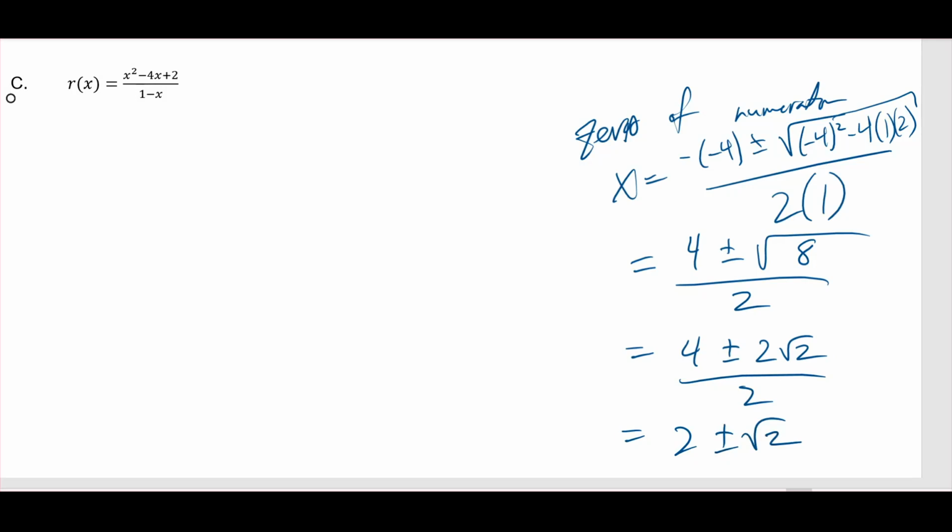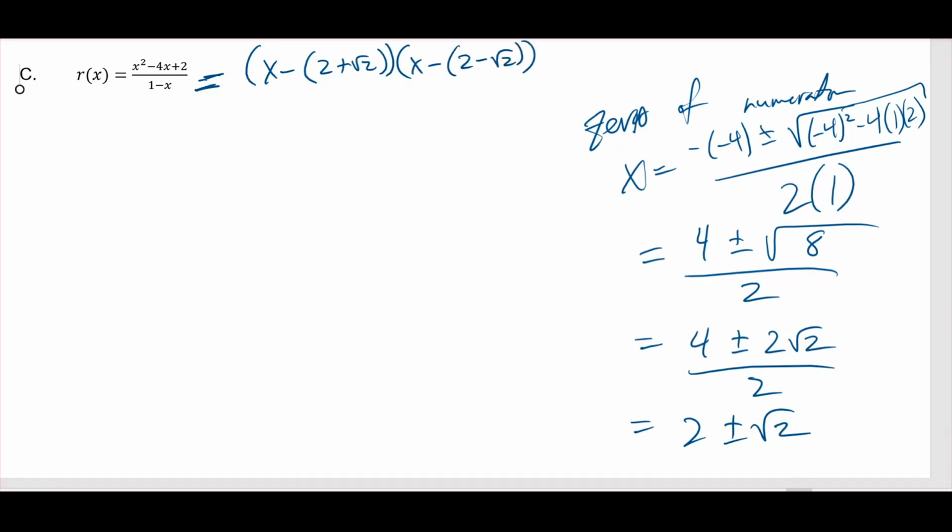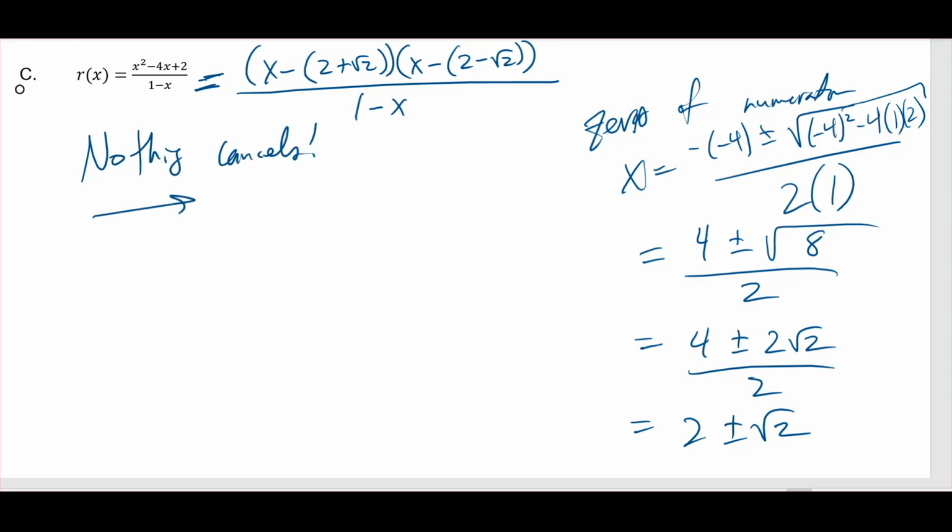So if we really wanted to factor this, we totally could, right? We absolutely can. We can write it as x minus the first zero, and then x minus the second zero. Okay, so that's the factorization of the numerator. And then the denominator doesn't really factor, right? That's it. So what we have here is that nothing cancels, right? No common factors. So that means that x equal 1 is a vertical asymptote because it's our remaining domain restriction.